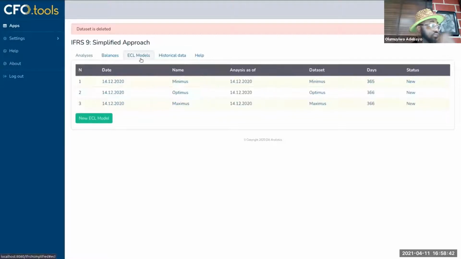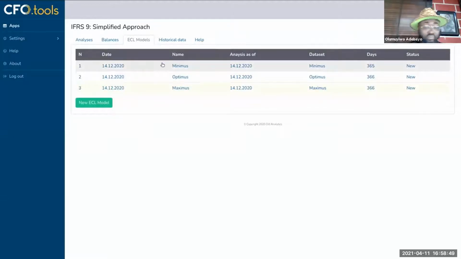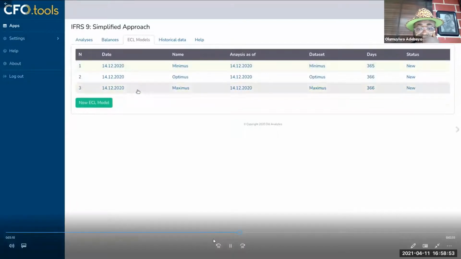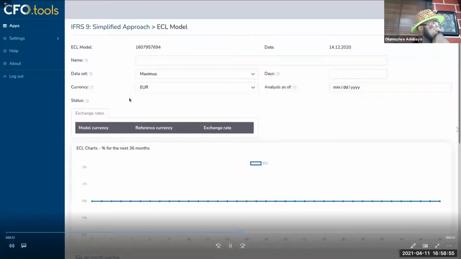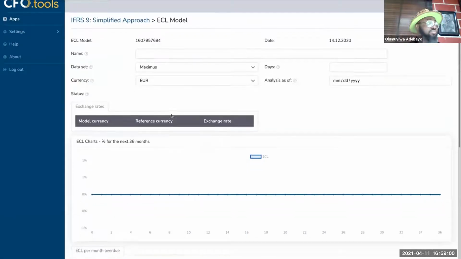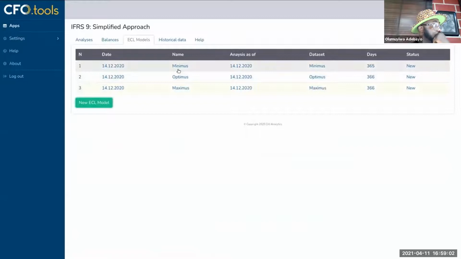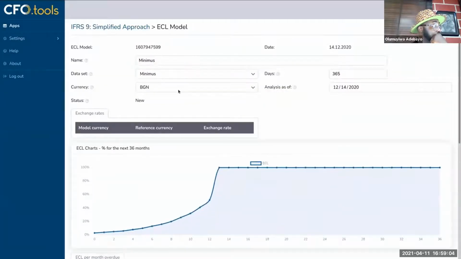The ECL Model tab deals with the estimation of loss rate curves. Each loss rate curve is stored in an ECL model. The main ECL Model tab shows the existing ECL models. It also allows me to create a new model by clicking the New ECL Model button below the list of existing models. As with datasets, clicking on a particular model in the list opens the details of that model.